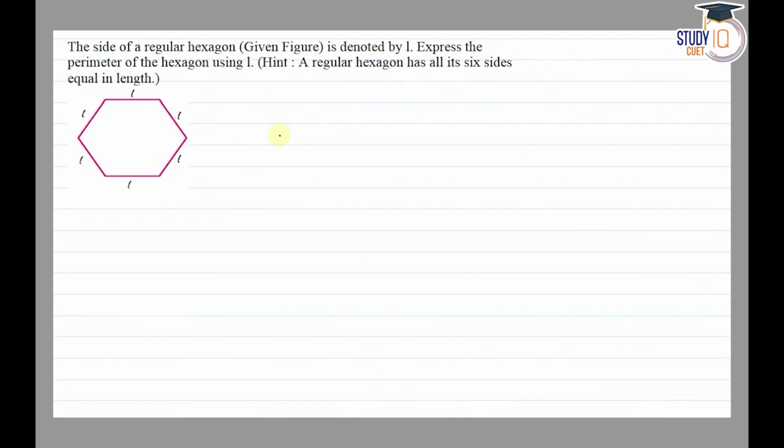Hello everyone. This question appears in Class 6 NCERT chapter of Algebra. This is second question of its exercise 11.2. So the question says that the side of a regular hexagon is denoted by L. Express the perimeter of the hexagon using L. Hint: a regular hexagon has all its 6 sides equal in length.